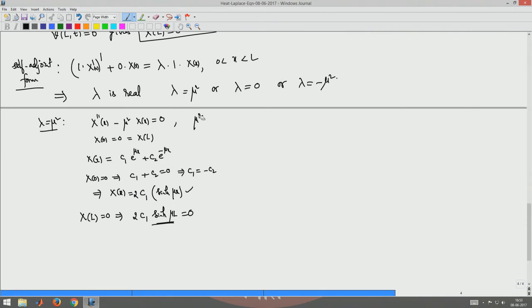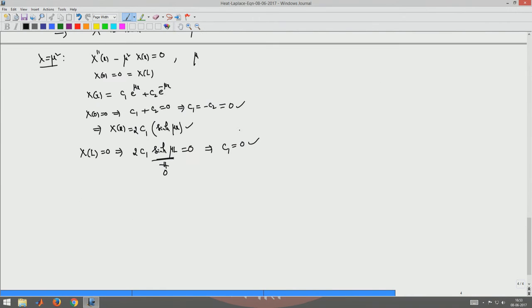Mu square is positive, so this is with mu positive. So mu is always positive, so it cannot be 0. This is non-zero, so this implies C1 is 0. Once C1 is 0, C2 is also 0. Immediately, the general solution becomes completely 0 for every x belonging to 0 to L. This implies lambda equal to mu square is not an eigenvalue.